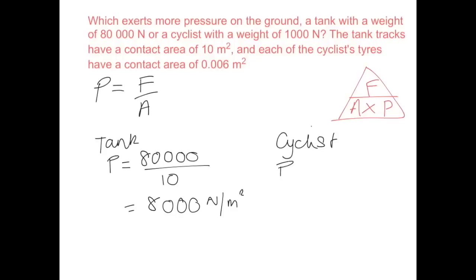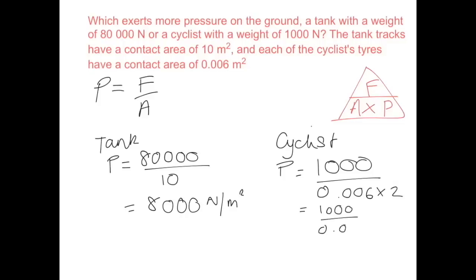The pressure will equal the force again, which is this time 1,000 newtons, divided by the area. Now don't make a mistake here. The area is 2 lots of 0.06, the reason being that the cyclist has 2 tyres. So I'm going to do 0.06 times 2, which equals 0.12. So that's 1,000 divided by 0.012. I'm going to use the calculator here.